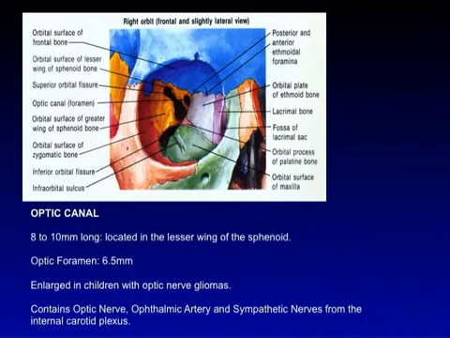So again, let's talk about the optic canal. It's 8 to 10 millimeters long, and it's located in the lesser wing of the sphenoid. This is typically enlarged in children with optic nerve gliomas. And it's important to know that the contents of the optic canal are the optic nerve, ophthalmic artery, and sympathetic nerves from the internal carotid plexus.